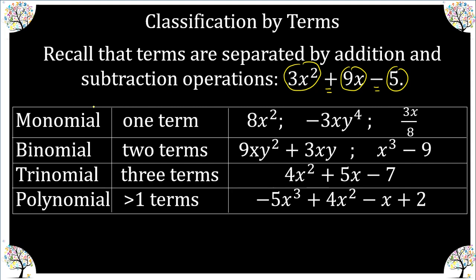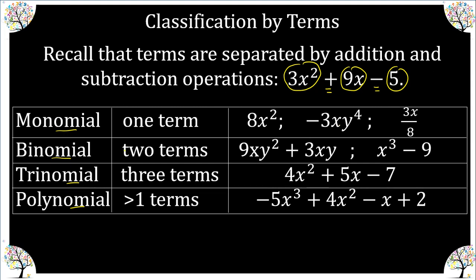Now let's jot this chart in your notebook. Let's talk about the names of a polynomial when we classify by terms. Remember, nomial means term. So when you use these words, you are classifying by terms. Mono, meaning one, says that this polynomial has one term. And here are 3 examples. 8x squared, negative 3xy to the 4th, and 3x divided by 8. Again, division and multiplication do not separate a term from a term.